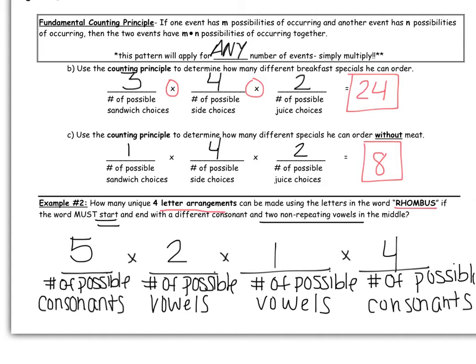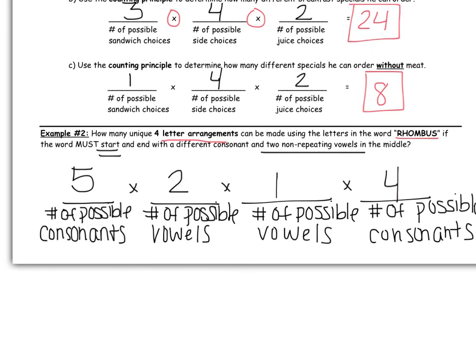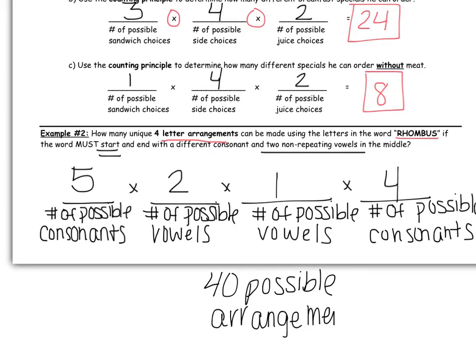So if we multiply 5, 2, 1, and 4, we will get the number of possibilities that we can arrange these letters, and that would be 40. So there are 40 possible arrangements. Let this sink in a little bit. If you're still confused, we'll definitely practice more of this tomorrow. Okay, let's try the next page.